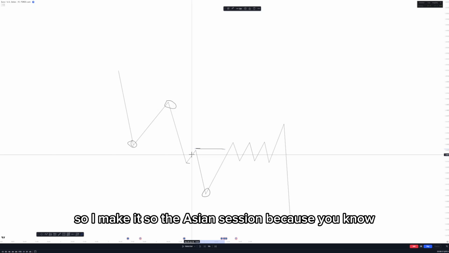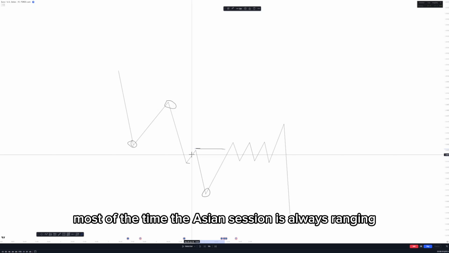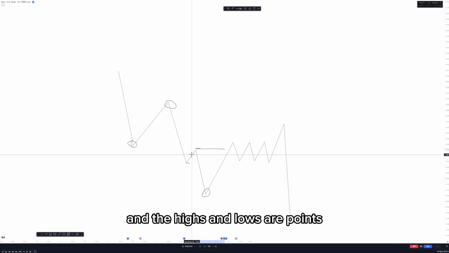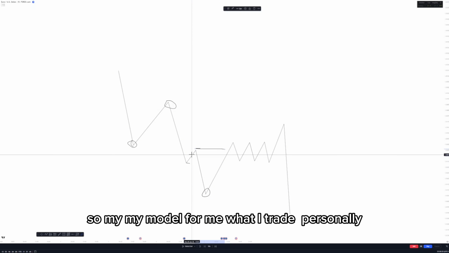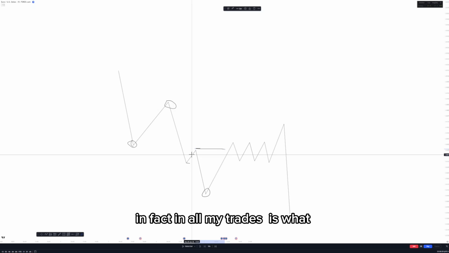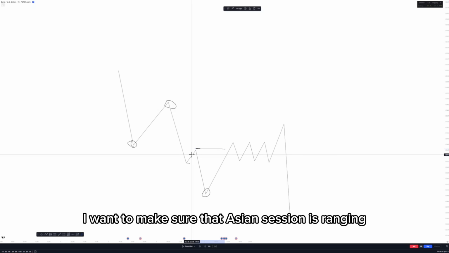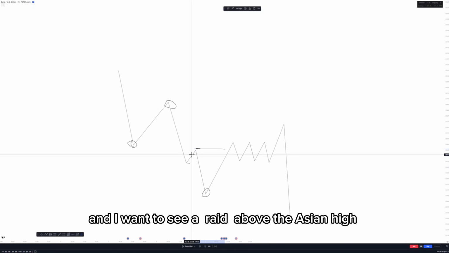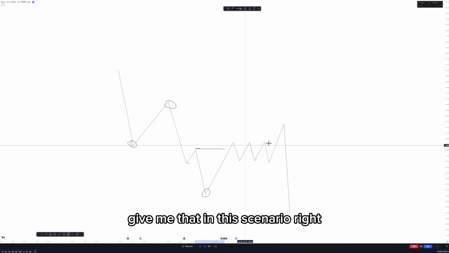So I make use of the Asian session because most of the time the Asian session is always ranging, and the highs and lows are points and areas of liquidity, right? So my model, what I trade personally, in fact in all my trades, is that I want to make sure that the Asian session is ranging, and I want to see a raid above the Asian high, meaning that in this scenario, right, this is the Asian session, right?